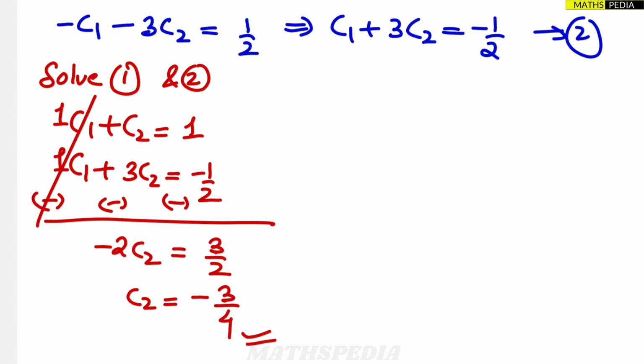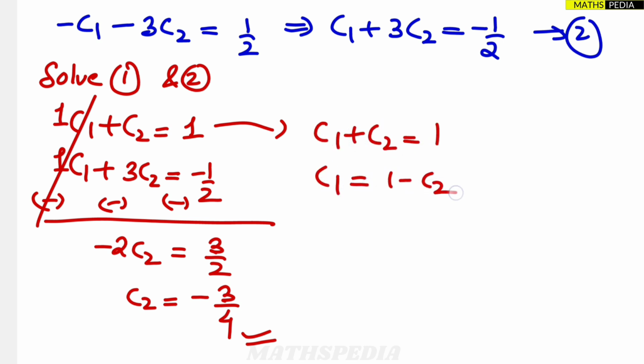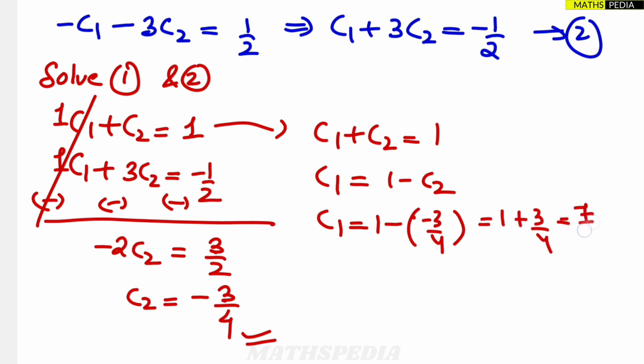So C2 you got. Now we have to get C1 value. Substitute in the first equation. It will be C1 plus C2 is equal to 1. So C1 value will be equal to 1 minus C2. So C1 is equal to 1 minus of minus 3 by 4, or you can say 1 plus 3 by 4, which is equal to 7 by 4. So C1 value also we got.